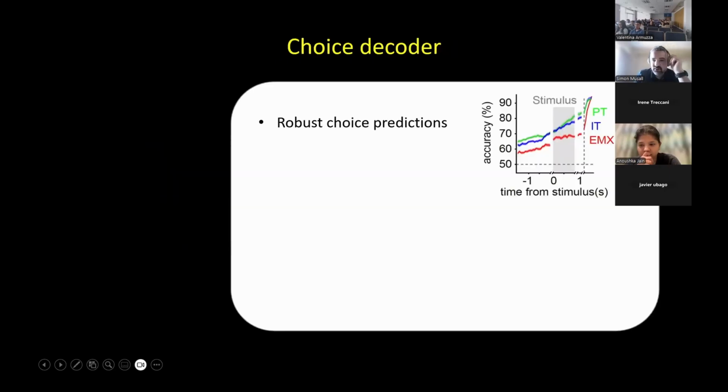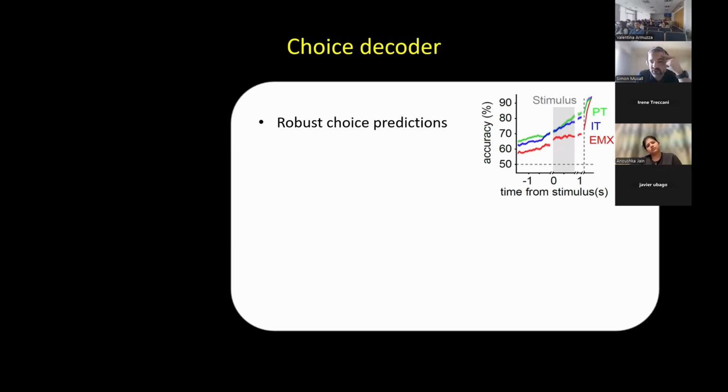Okay, so this was looking at responses to a stimulus. But how about the part of the activity when the animal is actually turning that stimulus into choices? So here I wanted to show a different type of analysis, which is related to the linear model approach, but it's using a choice decoder.